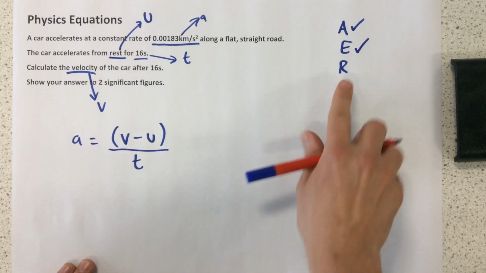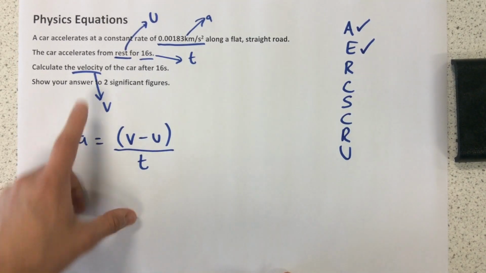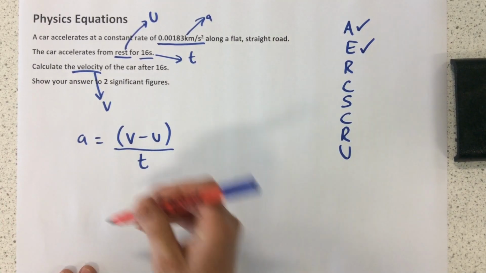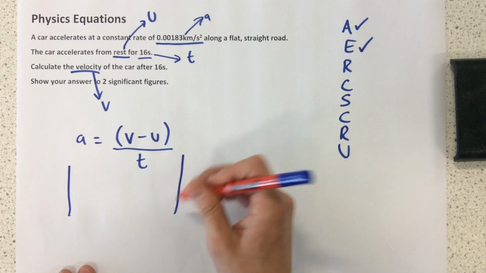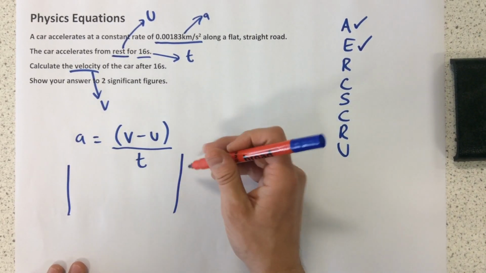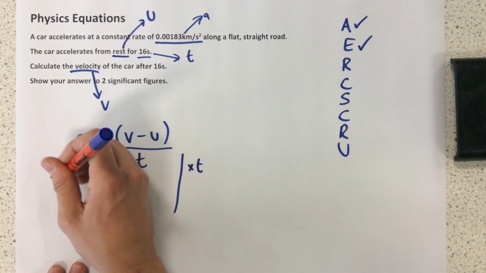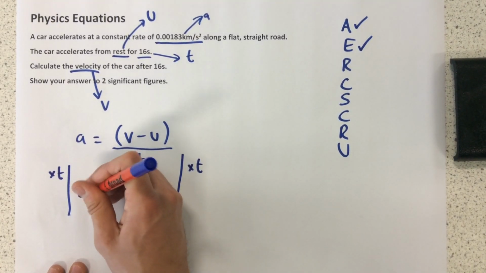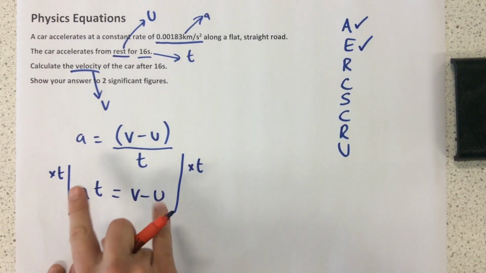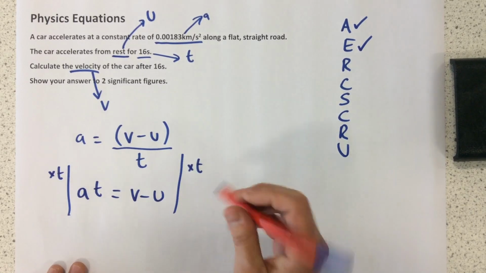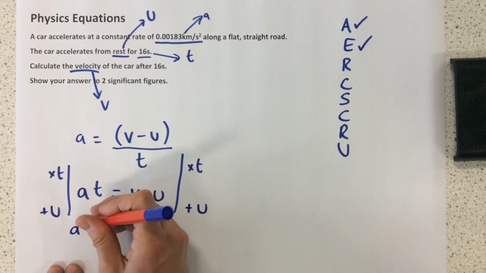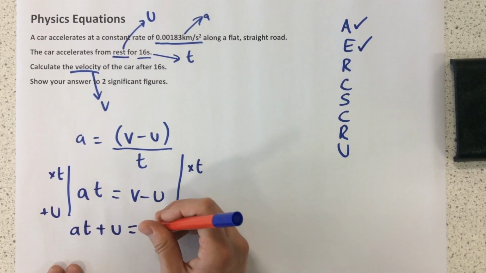Okay, next up is R. I have to rearrange this. So I'm trying to find the velocity, so I need to make V the subject of the equation. So I draw two lines down here and I've got to do the same thing to both sides of the equation. First of all, I want to get rid of this T, so I'm going to times both sides by T. So I now have AT equals V minus U. Next up, I want to get V all by itself, so I'm going to add U to each side. So now I have AT plus U equals V.